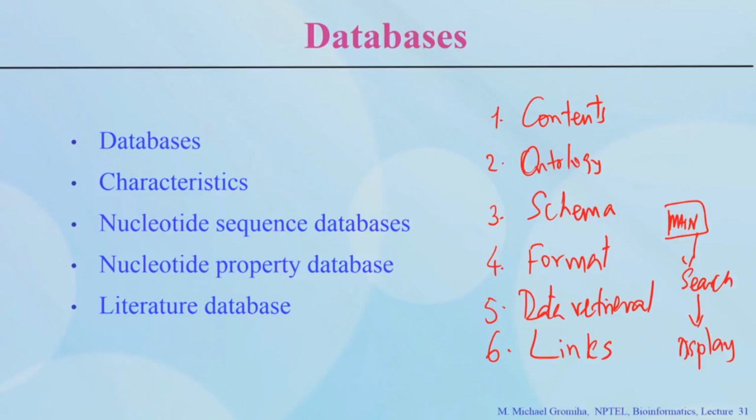So, like the database, you have several characteristic features, and we discussed the various databases. What databases are there for nucleotide sequences? Now, you see the DDBJ, EMBL, GenBank. They have similar information. They also follow a similar format.